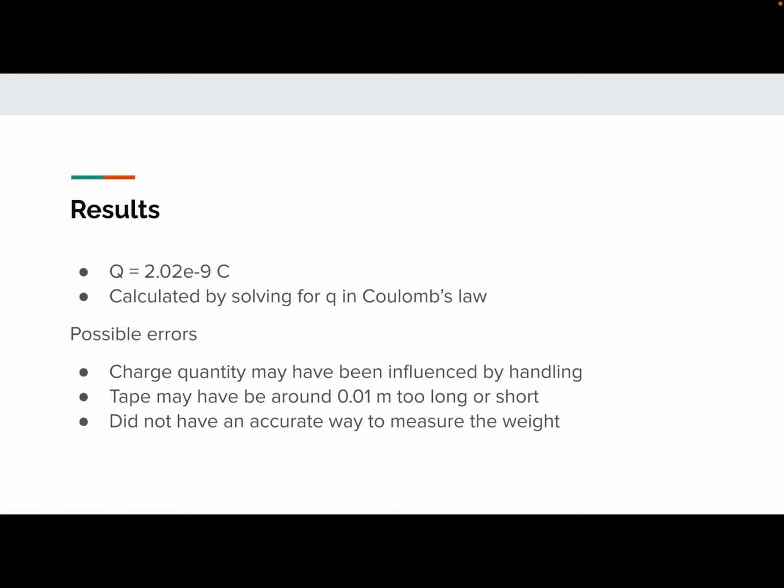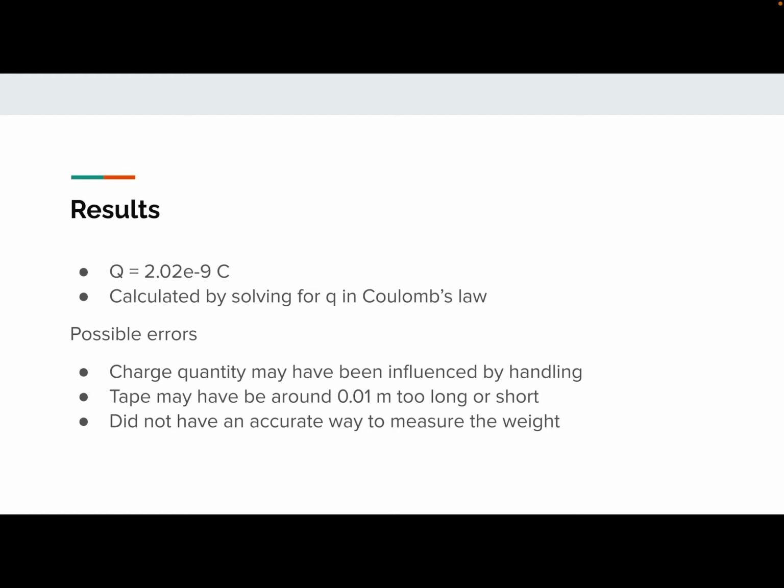So with that, we can now resolve how to find Q. Thanks to that, we were able to see the result for Q at the end, which would be 2.02 times 10 to the negative 9 coulombs. Big thanks to knowing how much the force of gravity was. And we solved for Q again using Coulomb's law.